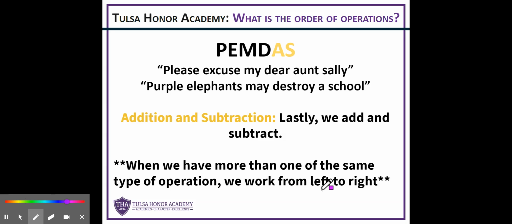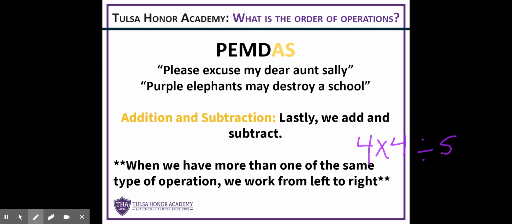we had 4 times 4 divided by 5. We have multiplication and division in the same problem. So we're not going to divide first. We're just going to work from left to right. So then we do 4 times 4, and then we divide that, whatever we get there, by 5.